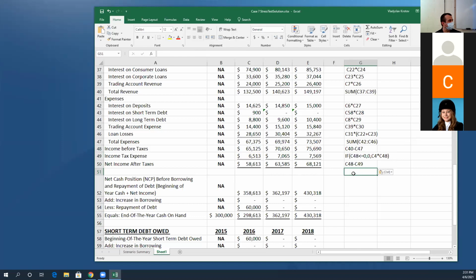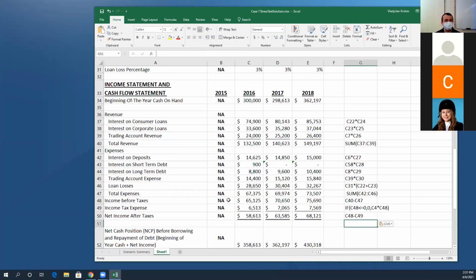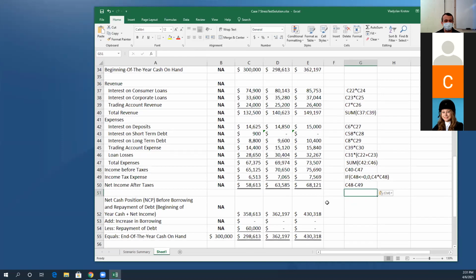Okay, did you all get there? All right, so we are done with the income part. It's a combined income statement and cash flow statement. So we calculated net income after taxes, right?